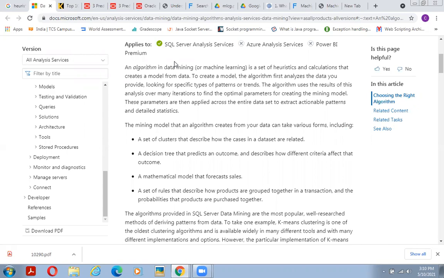To create a model, the algorithm first analyzes the data you provide, looking for a specific type of pattern or trends. Okay. Then the algorithm uses the result of this analysis over iterations to find the optimal parameters for creating the mining models. See, we have a lot of data.